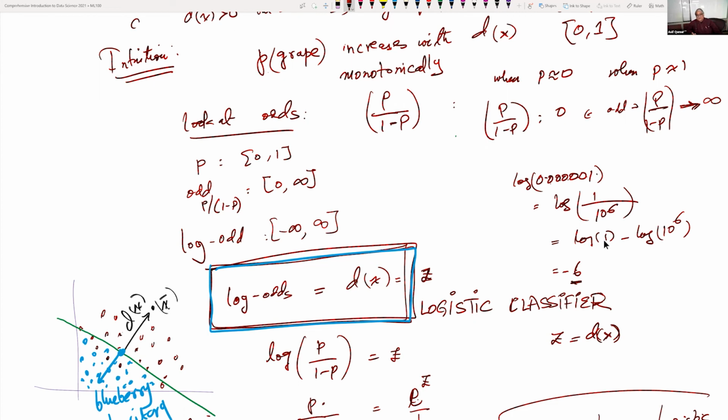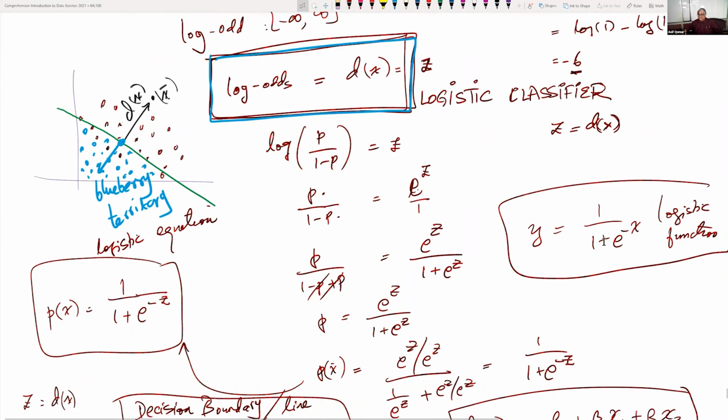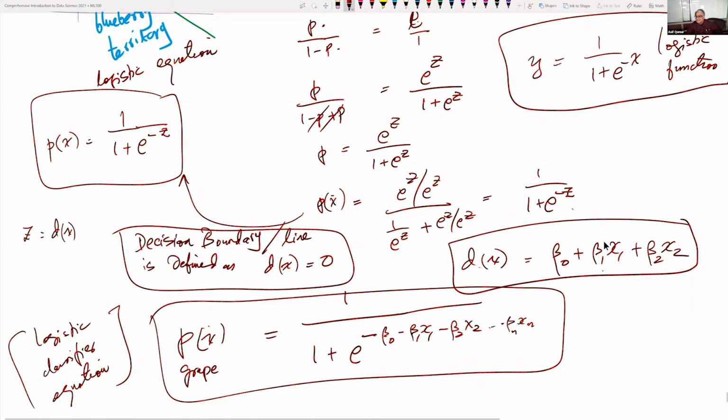Now, I haven't proved that distance is equal to beta naught plus beta 1 x1 plus beta 2 x2, that the distance function, this is called the distance function. And this reminds me that on Saturday, I will start the lab by first giving you a proof of this.